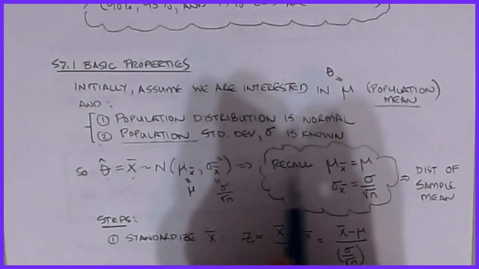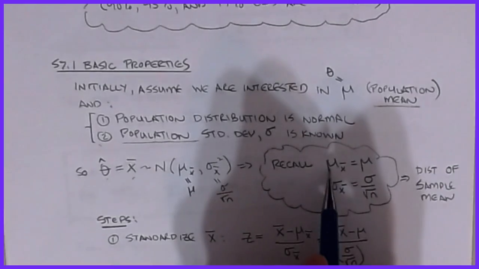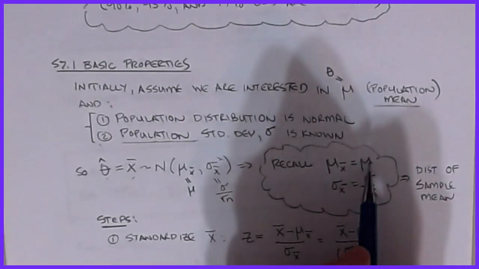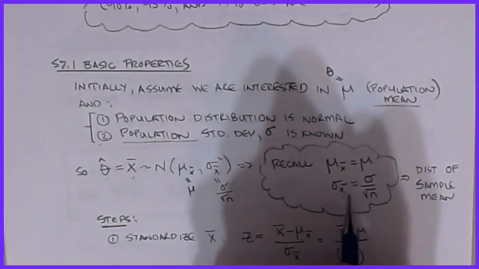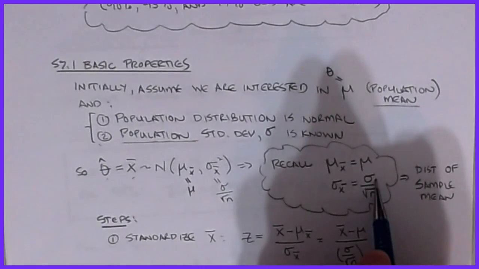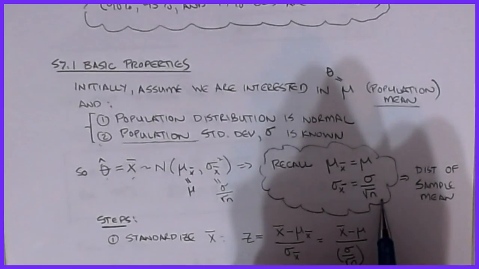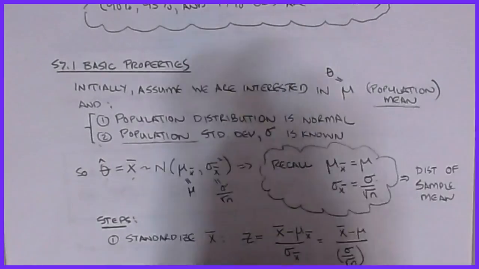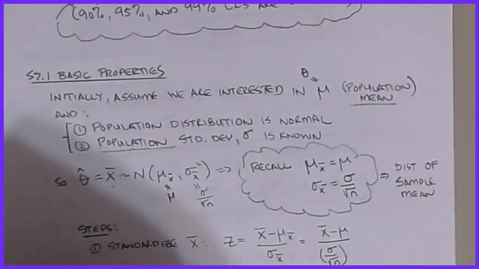Okay, so these are the requirements: mu of x bar is equal to the mu of the population, and our sigma x bar is equal to sigma over the square root of n, where sigma is the population standard deviation and n is the sample size. Okay, so all that comes out of our distribution. All right, so here are the steps that we're going to look at.